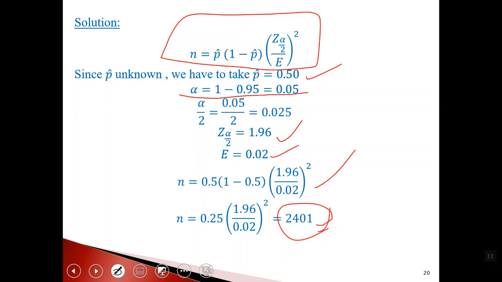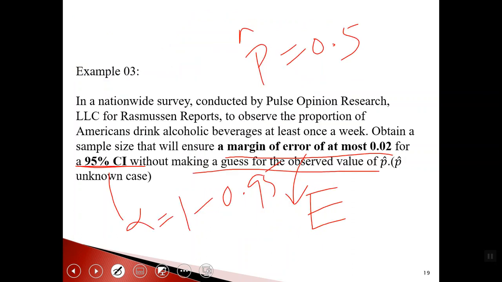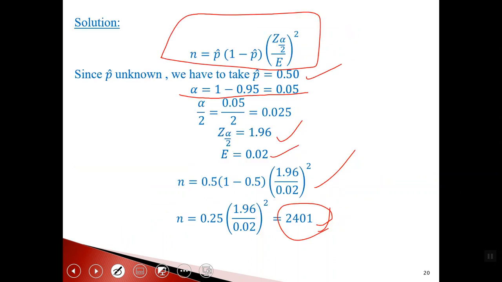Clear? Okay. This is the sample size. So we needed to find the sample size that will ensure a margin of error of at most 0.02. Okay, so we are done. If we get this sample size, we can stick to a margin of error of 0.02.